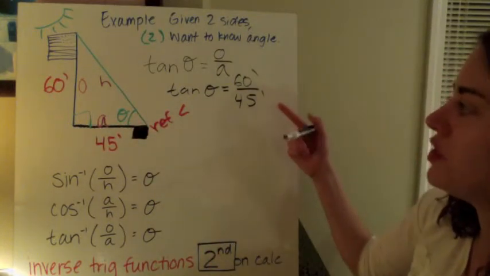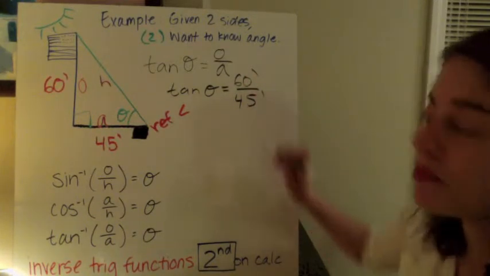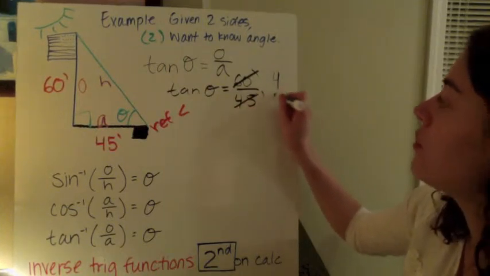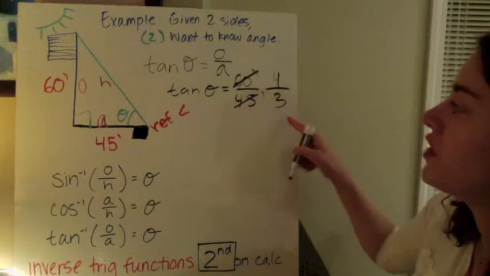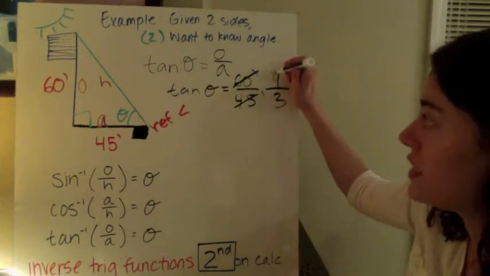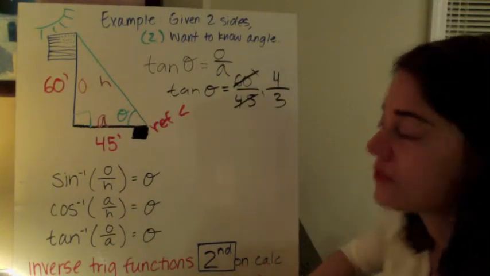So I could reduce this. I notice that 15 goes into both of these. It goes in here 4 times, and it goes in here 3 times. So the tangent of theta is equal to 4/3. My theta is going to be the same if this were 4/3 or if this were 60/45. It's because there are similar triangles.